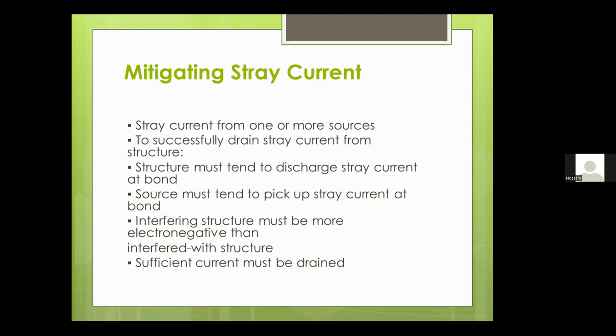How to mitigate stray current? Stray current may come from one or more sources. To successfully drain stray current from a structure, we should drain it safely. The structure must tend to discharge stray current at the bond. We can install a bond. The source must tend to pick up stray current at the bond. The interfering structure must be more electronegative than the interfered with structure. Sufficient current must be drained.